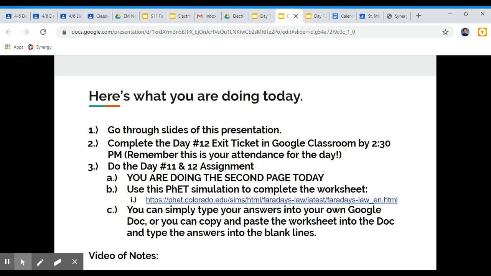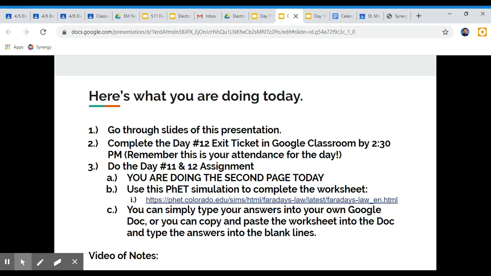But you'll be using this PhET simulation here. I have a link here, and then I'll also have a link on Google Classroom as well, where you can get into it on the exit ticket. Okay, for this lab, you are actually going to be using your answers from this PhET simulation, from that worksheet on the second page there, and you'll just be plugging in all of your answers onto a Google Doc.